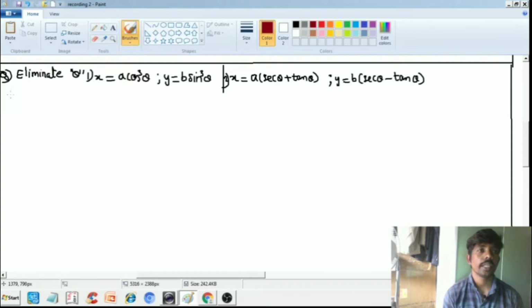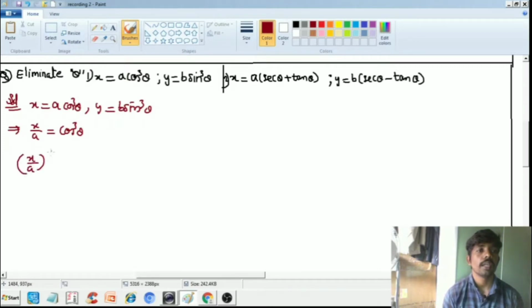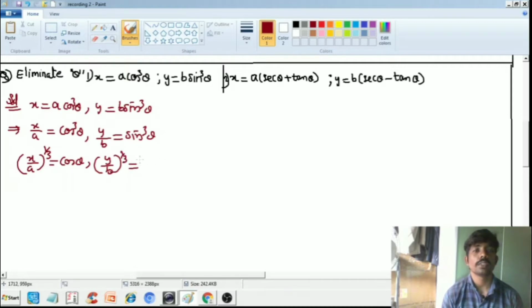Here in this question, he is asking to eliminate the theta terms. Just consider first x is equal to a cos cube theta, y is equal to b sin cube theta. Now bring a to the left hand side, x by a is equal to cos cube theta. Next cube is there, just bring to the left hand side, then x by a whole to the power of 1 by 3 is equal to cos theta. In the similar way, bring b to the left hand side, y by b is equal to sin cube theta, y by b whole to the power of 1 by 3 gives sin theta.